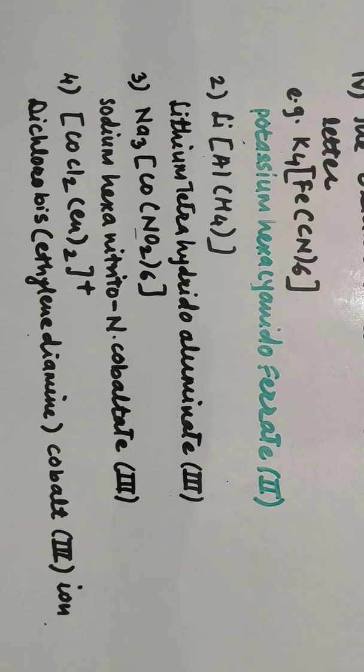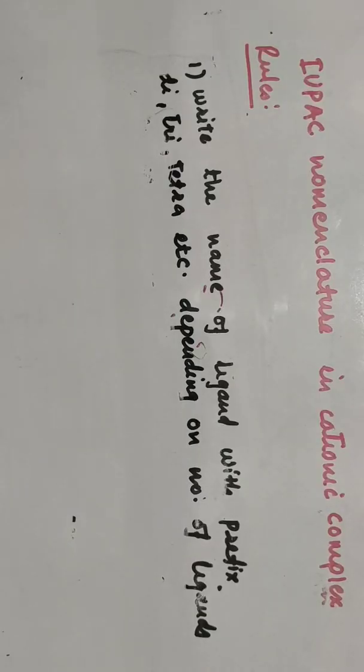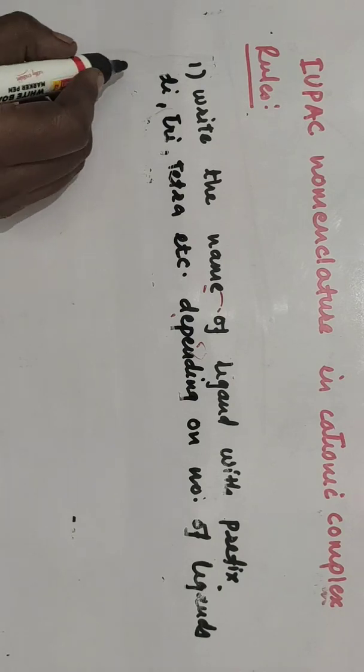Then we'll see the nomenclature in cationic complexes. So let us see now IUPAC nomenclature in cationic complexes. Here the rules are the same as those of the anionic complexes, but some rules are different here. First, we are supposed to write the name of the metal, that is the counter metal. Wherever the complex is a cationic complex, first you write the name of the ligand with prefix di, tri or tetra depending upon the number of ligands here. Then what is the next rule?